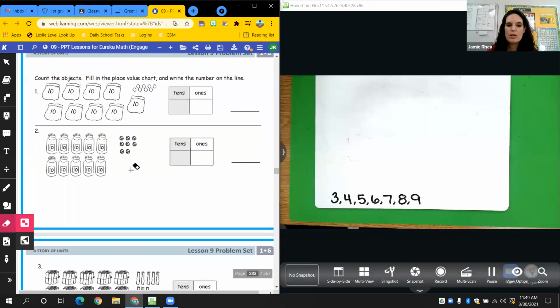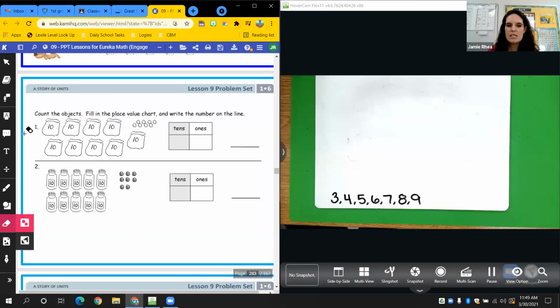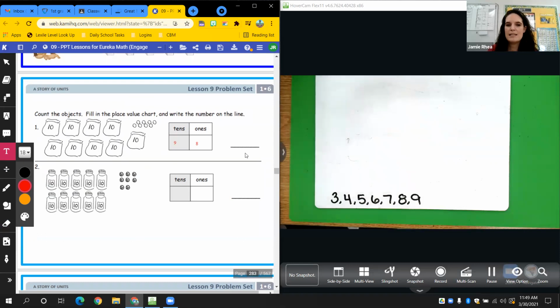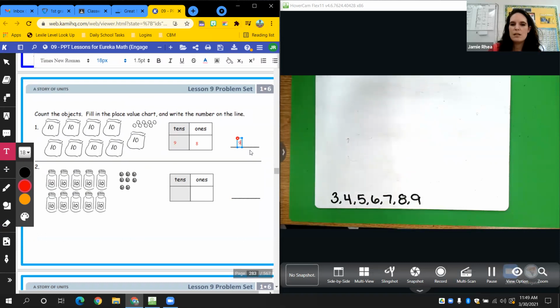So number 1, I'm going to count my tens first. I'm going to say I have 1, 2, 3, 4, 5, 6, 7, 8, 9 tens. So I'm going to come over here on my tens place and I'm going to put the number 9. Gonna count my ones. 1, 2, 3, 4, 5, 6, 7, 8. I have 8 ones. Come over here, put 8 ones. So 9 tens and 8 ones equals 98.